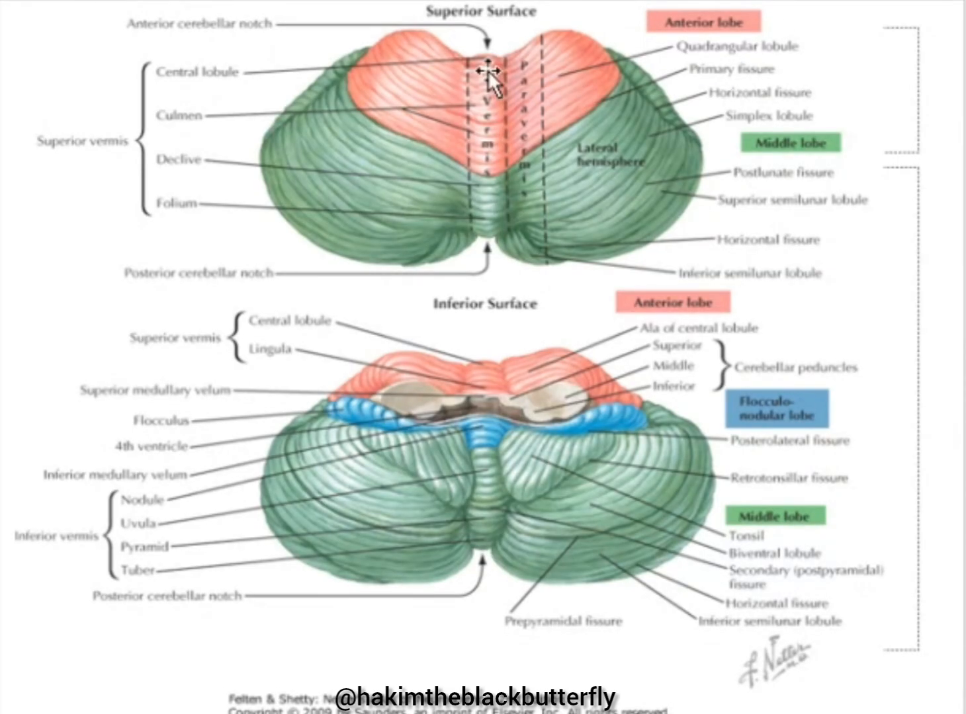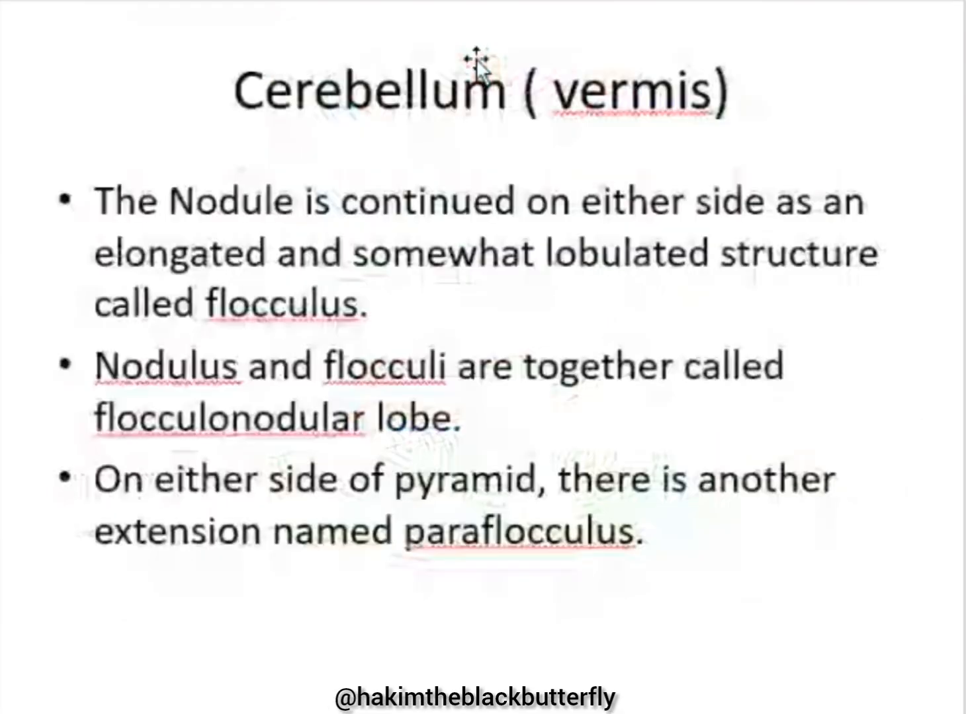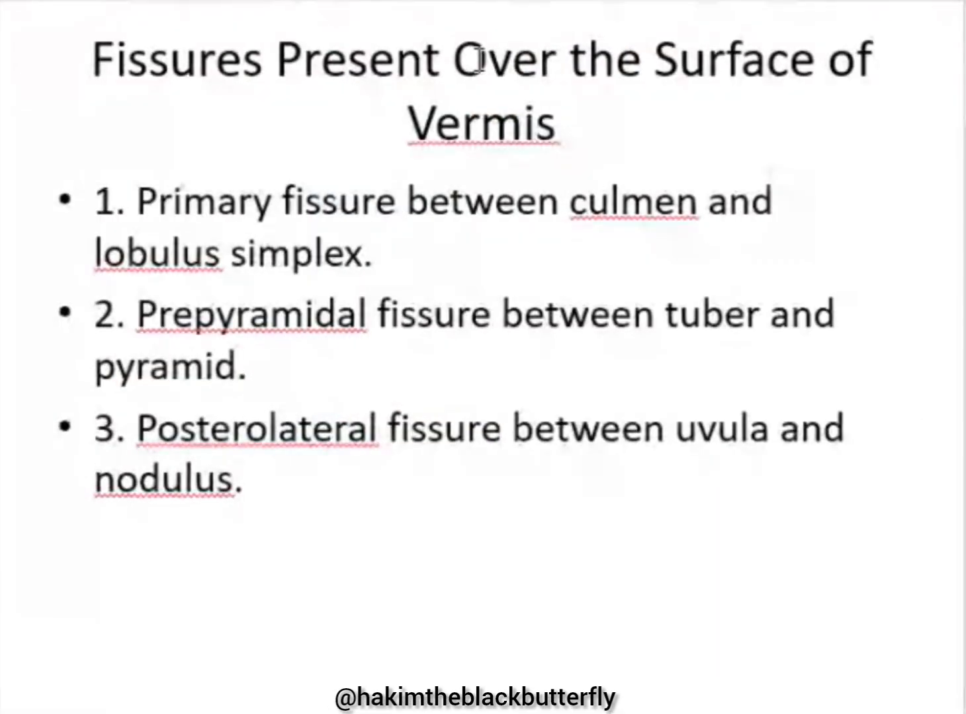So the parts of the vermis are distributed throughout the different anatomical lobes. I've talked about the primary fissure, which is the boundary between the anterior and the posterior or middle lobe. The posterolateral fissure, which is the boundary between the posterior and the flocculonodular lobe. The prepyramidal fissure is between these two parts of the vermis, which are the tuber and the pyramid.